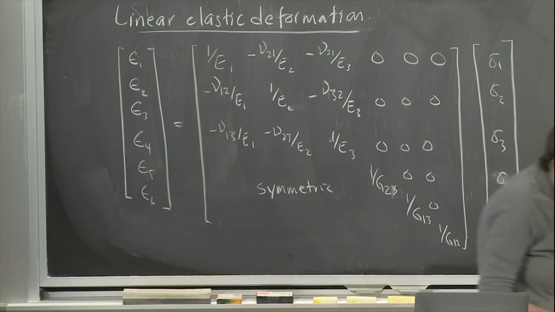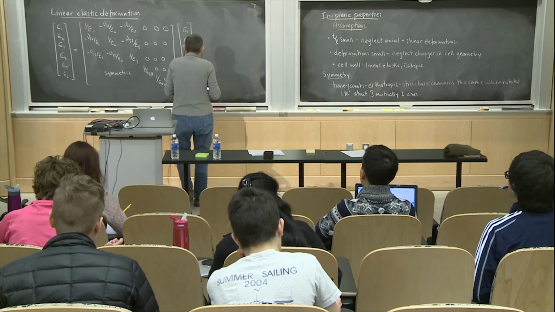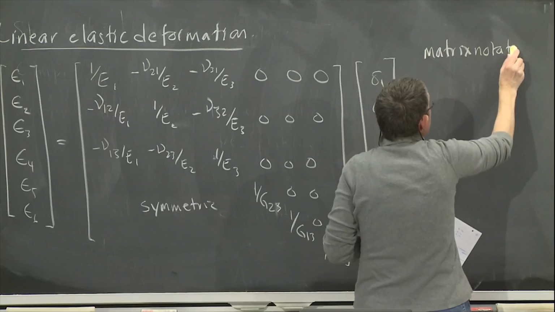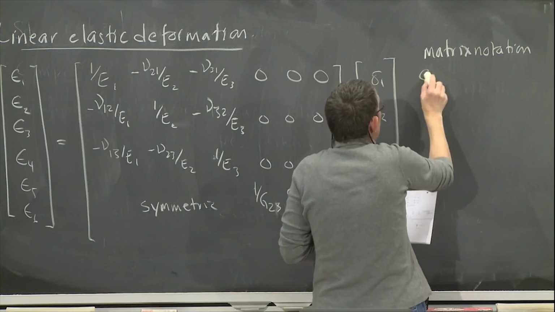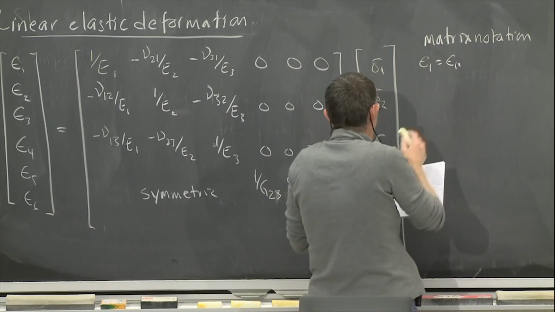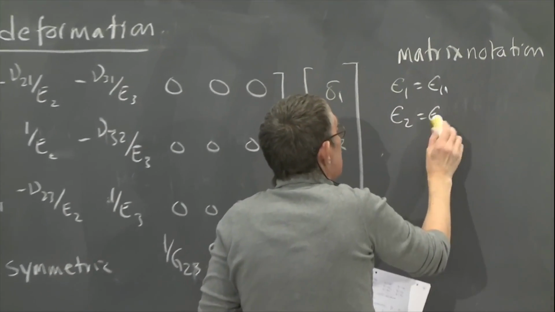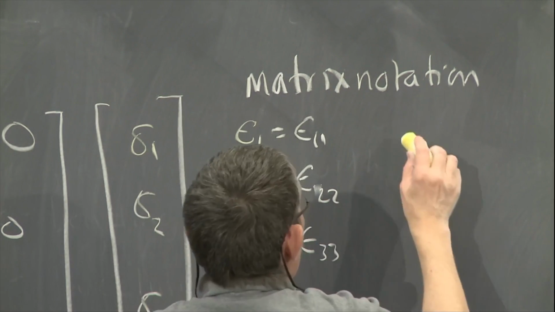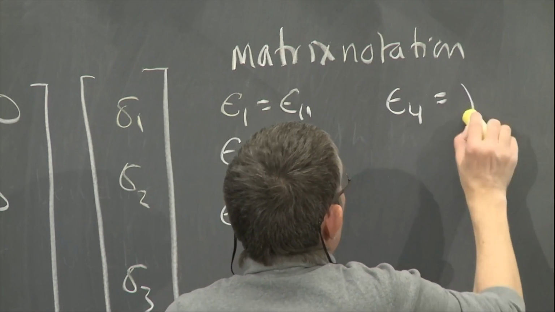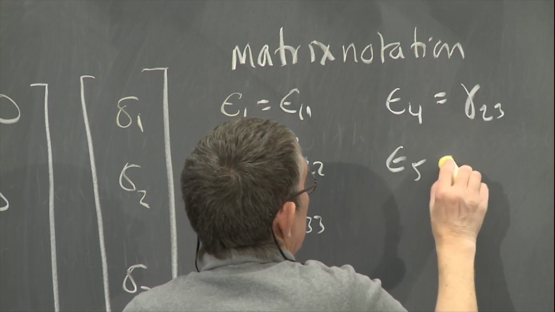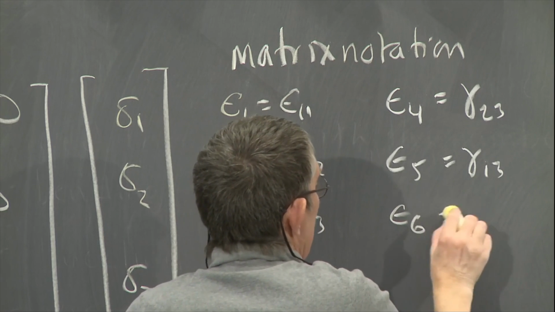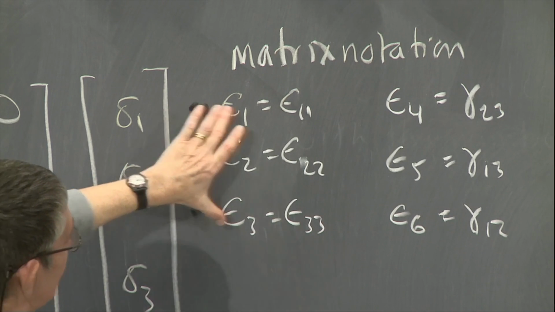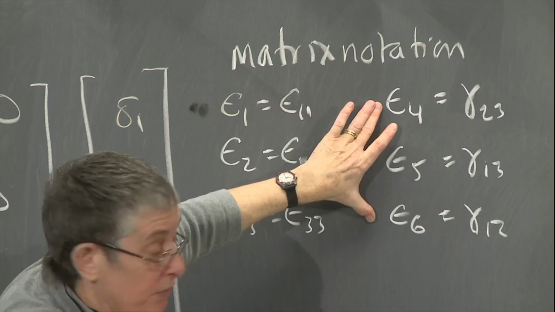And let me just remind you what our notation is here. So epsilon 1 is epsilon 1,1. Epsilon 2 is epsilon 2,2. Epsilon 3 is epsilon 3,3. Epsilon 4 is gamma 2,3. Epsilon 5 is gamma 1,3. And epsilon 6 is gamma 1,2. So these are the normal strains here, epsilon 1, 2, and 3. And these are the shear strains here, epsilon 4, 5, and 6.